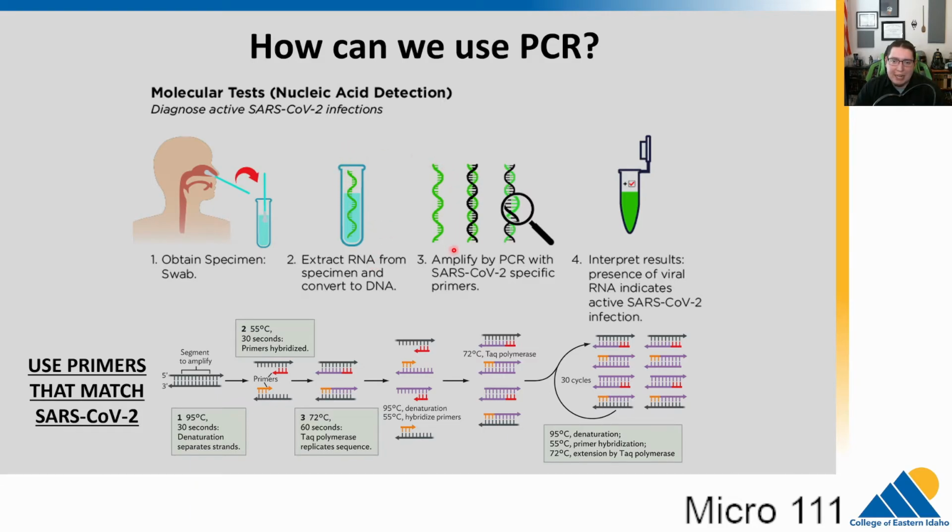Once we have the DNA, we add our primers that will match for the SARS-CoV-2 virus. If a patient is positive, if they had the virus, these primers will bind to the SARS-CoV-2 DNA, and we will have many, many copies that get made at the end. If there was no virus present, the primers have nothing to bind to. So there's no copies that get made and the person is negative. So these specific primers that match the sequence of the virus are really critical to this technique.